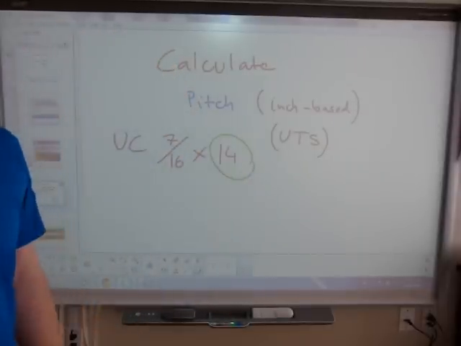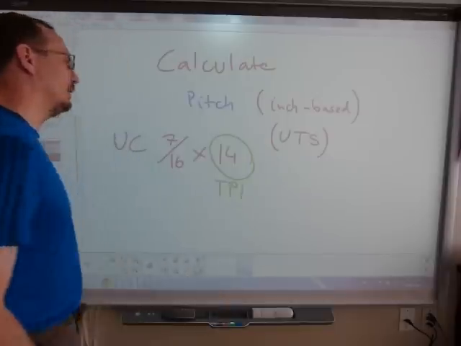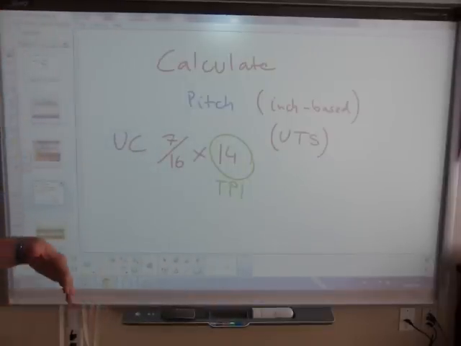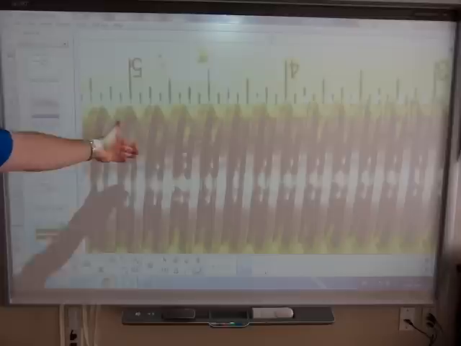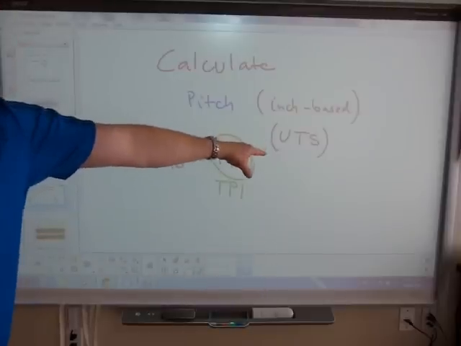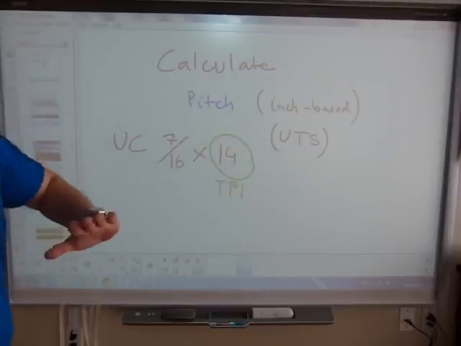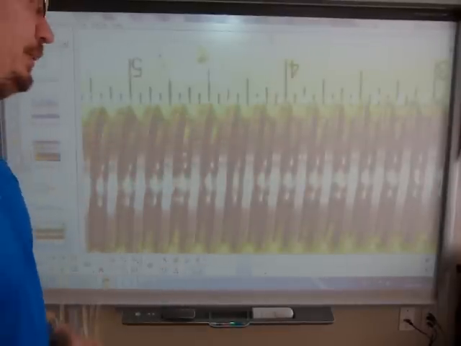This 14 is a TPI number. That's threads per inch. You're going to have to either measure it or look at it or look it up. Here's a picture that I have of an Acme thread. Acme thread is not the same as UTS thread standards, a completely different animal, okay? But just TPI, every thread has a TPI count, okay?